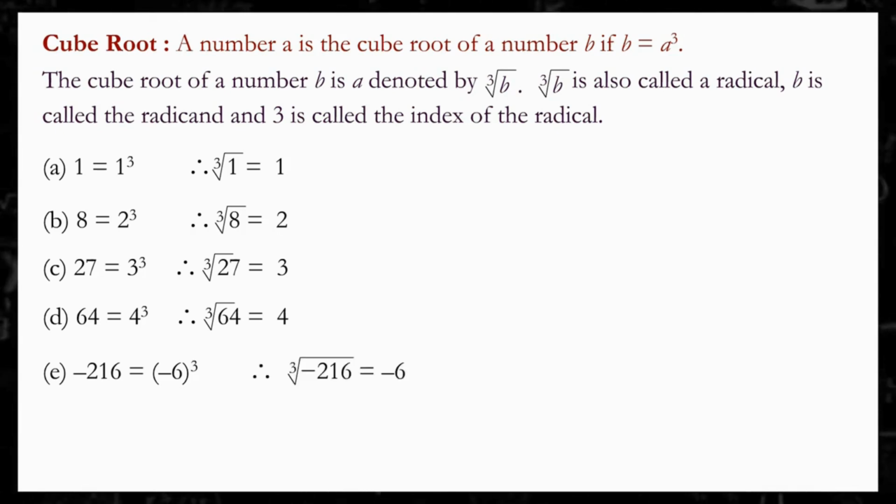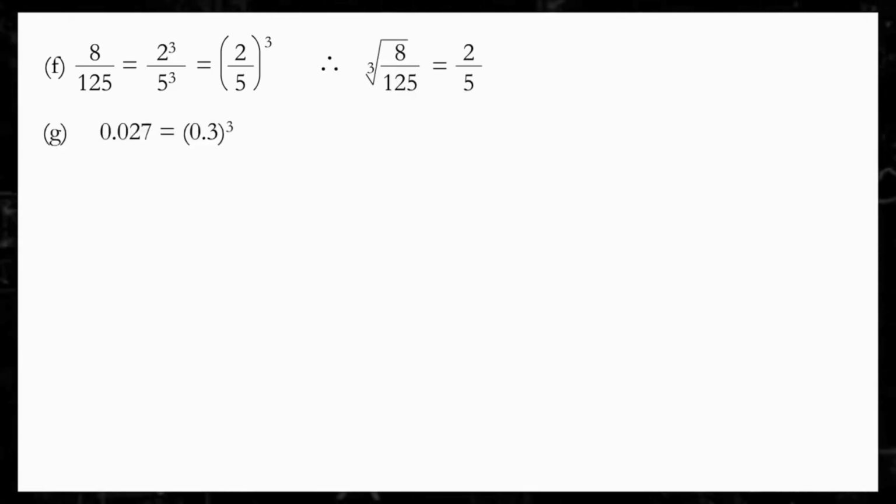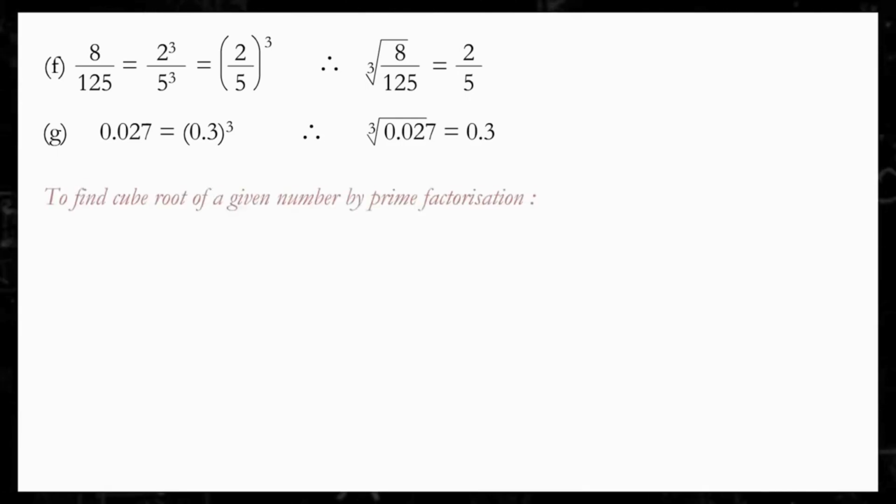Therefore, cube root of minus 216 is equal to minus 6. F. 8 by 125 is equal to 2 cube by 5 cube, which is equal to (2 by 5) whole cube. Therefore, cube root of 8 by 125 is equal to 2 by 5. G. 0.027 is equal to (0.3) whole cube. Therefore, cube root of 0.027 is equal to 0.3.